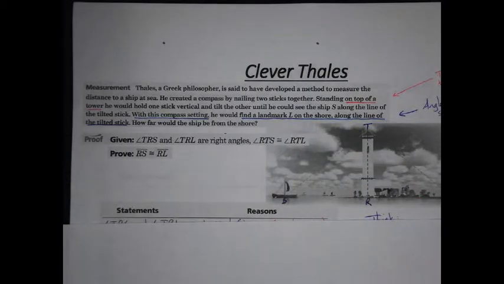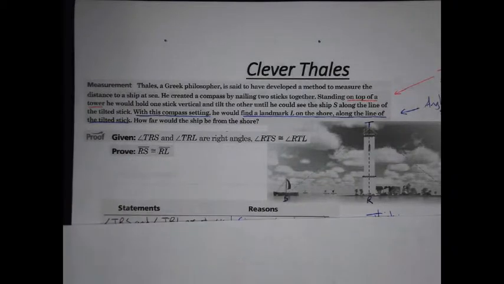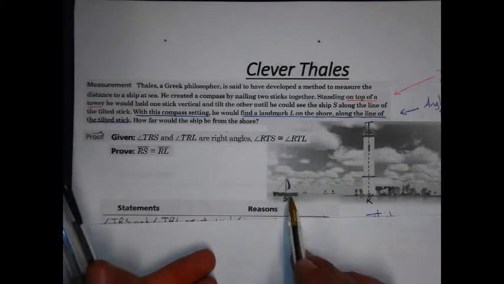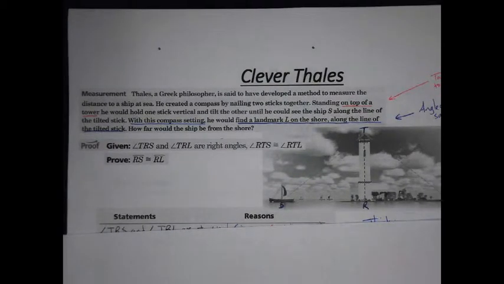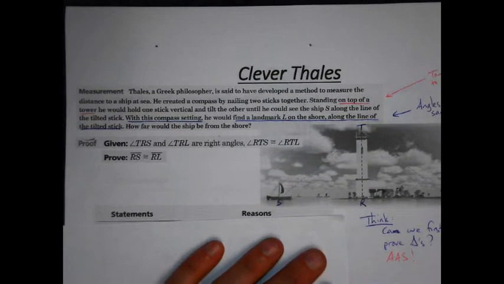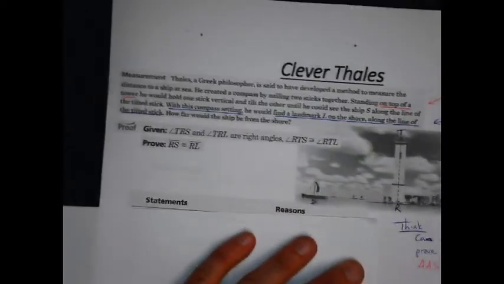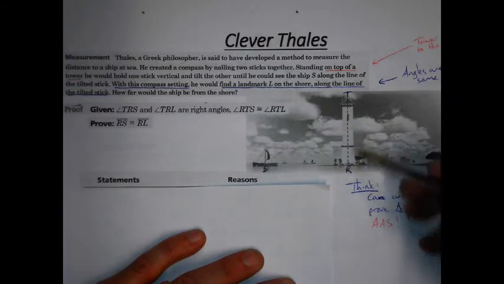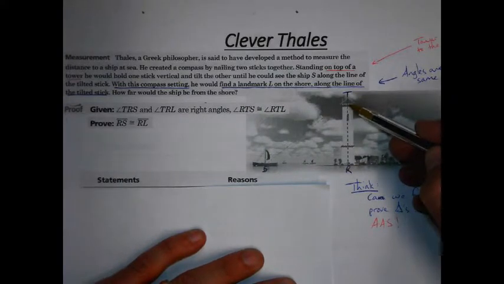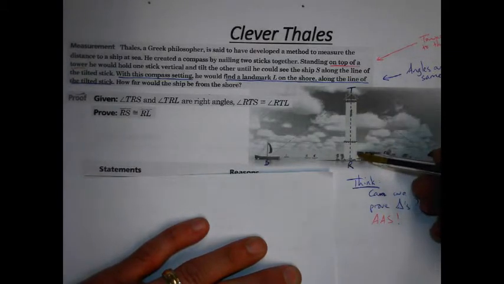The question then becomes, can we prove RS and RL congruent? Can we prove RS, distance from the tower to the ship, and RL, distance from the tower to the tree, congruent? Okay, and, well, here we go again. We got to think. We're proving parts. Can we prove triangles congruent? And yes, we can. If we have our right angle here, right angles here, these angles are congruent here, can we prove this side to get angle side angle?